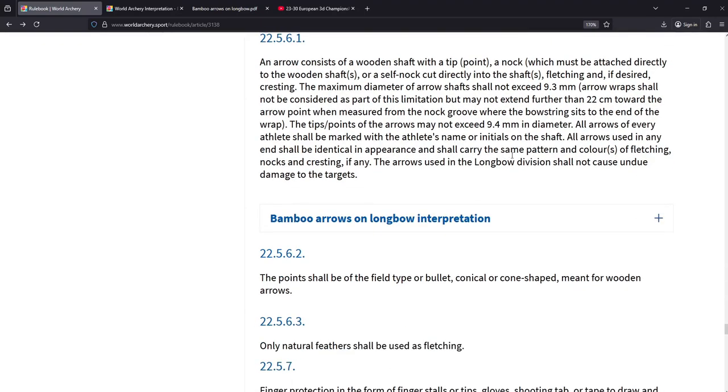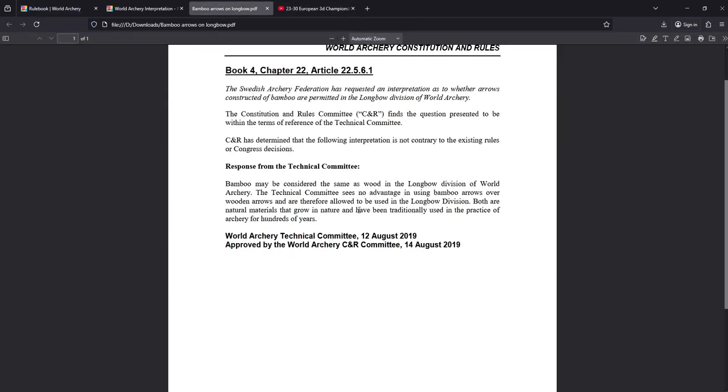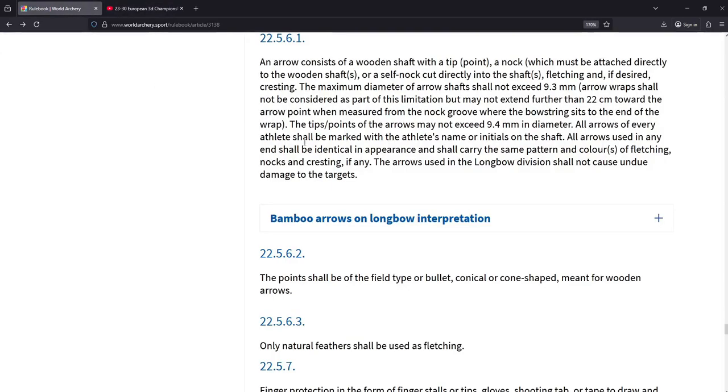And the arrows used in longbow should not cause undue damage to targets. In other words, you cannot use broadheads. Now, clarification, bamboo is allowed. The rule here is bamboo is basically the same as wood. Technically, bamboo and wood aren't the same thing, but functionally they are. The committee sees no difference in the use, and they've used bamboo alongside wood for hundreds of years. Therefore, it's legit, it's legal. Nothing wrong with that.